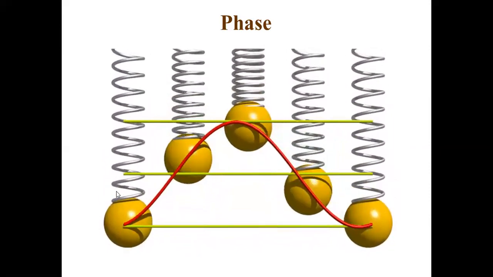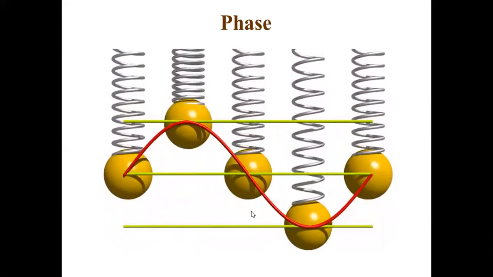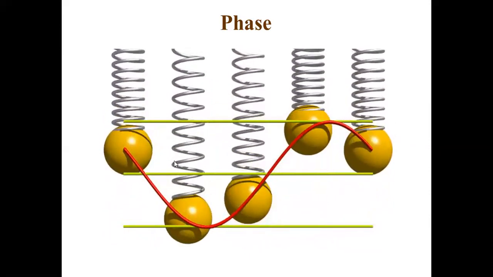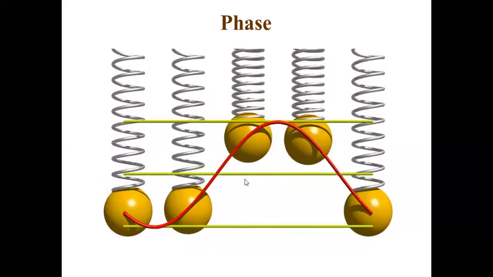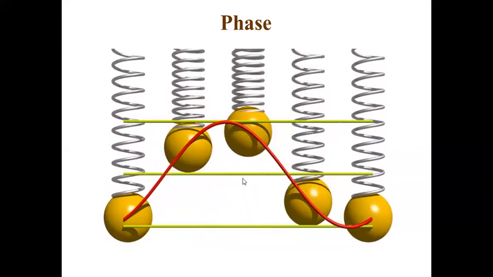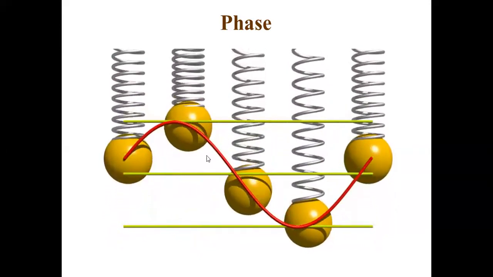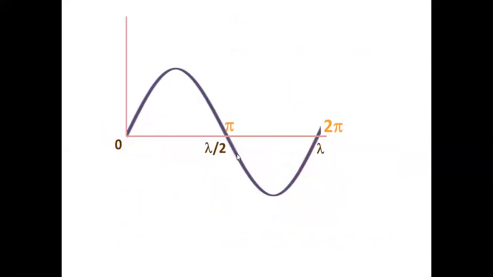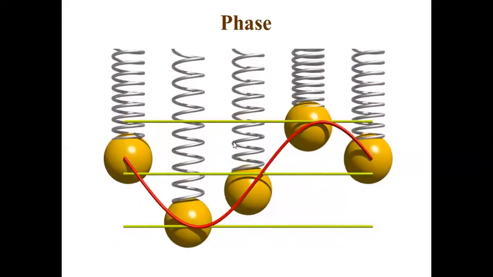When this comes to the trough, this goes to the crest. So these two, the first one and the third one, have a phase difference of 180 degrees, pi. What about this one? Do you have any other particles which have a phase difference of 180 degrees? This one and this one have a phase difference of 180 degrees.